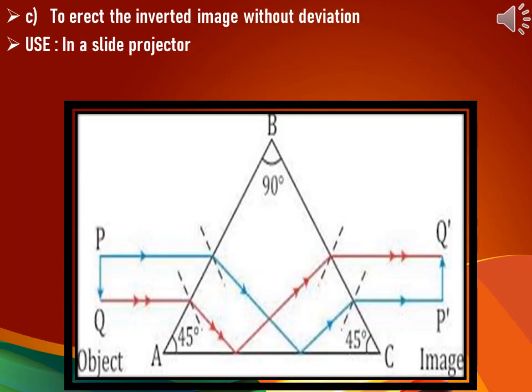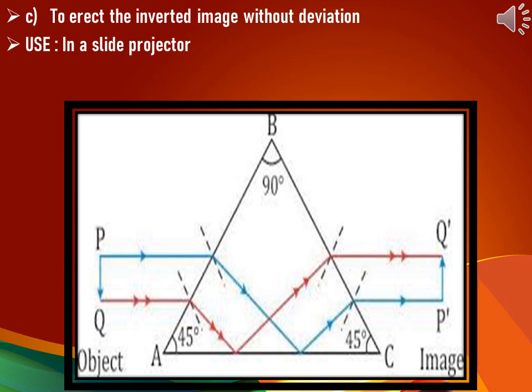And the third case is the erection of the inverted image without deviation. In figure, the beam of light from the object PQ is incident parallel to the face AC of the prism and strikes the face AB of the prism. It suffers refraction from air to glass and strikes the face AC of the prism, traveling from glass to air at an angle of incidence greater than the critical angle, which is 42 degree. Therefore, it suffers total internal reflection.